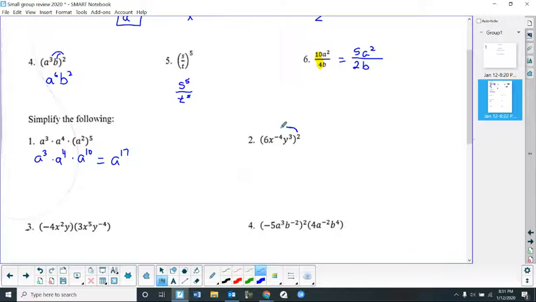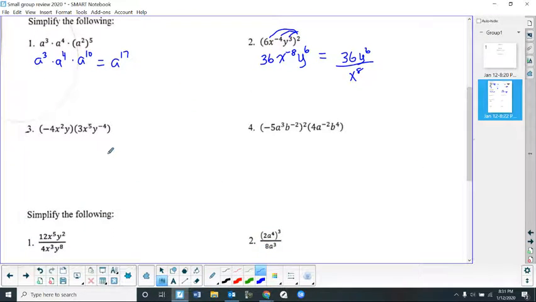Okay, this has to get shared to the 6, to the x, and to the y. So I get 6 squared. 6 squared is 6 times 6, which is 36. X to the negative 4 times 2 is negative 8. And y to the 3 times 2 is 6, because those are powers of powers. Multiply. This x is not happy, so it has to go to the bottom and become x to the 8th in the denominator. Y is happy where it is, so it stays in the numerator.